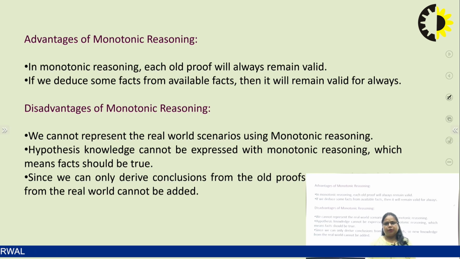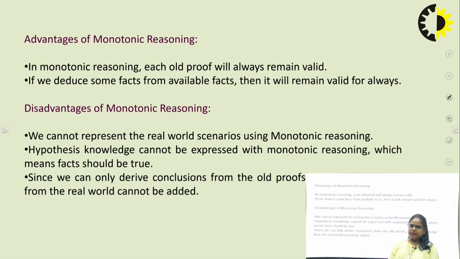Now, talking about monotonic reasoning, there are various advantages and disadvantages. In the case of monotonic reasoning, each old proof will always remain valid, right? Generally we apply monotonic reasoning in old conceptual theories in which we are generating proofs, and those proofs will remain valid. They will not change whether we get more and more new information or not. If we deduce some facts from the available facts, then it will remain valid forever.